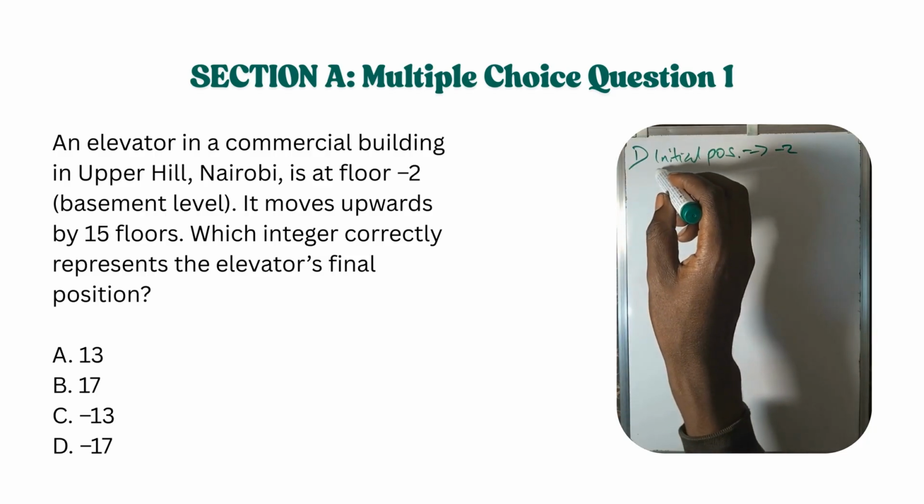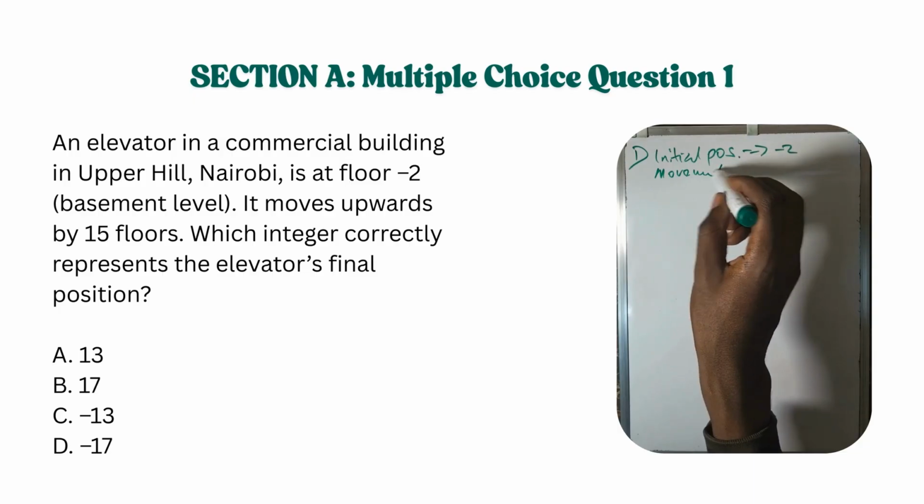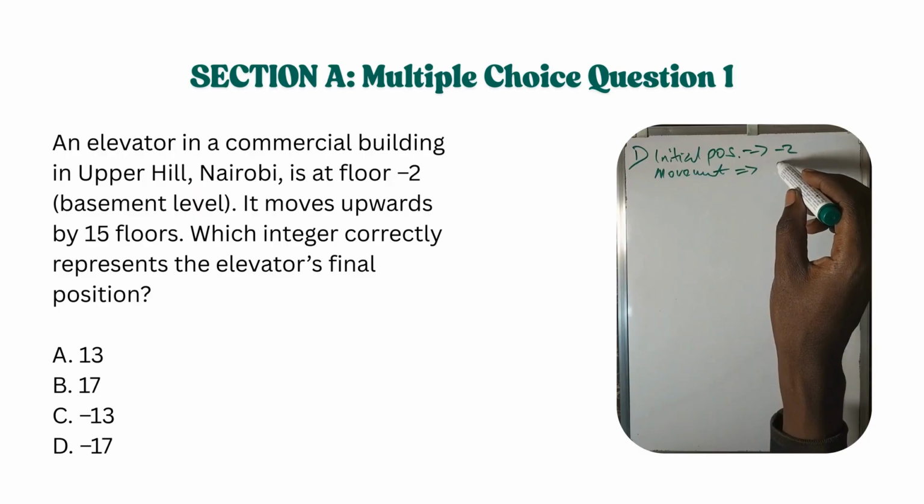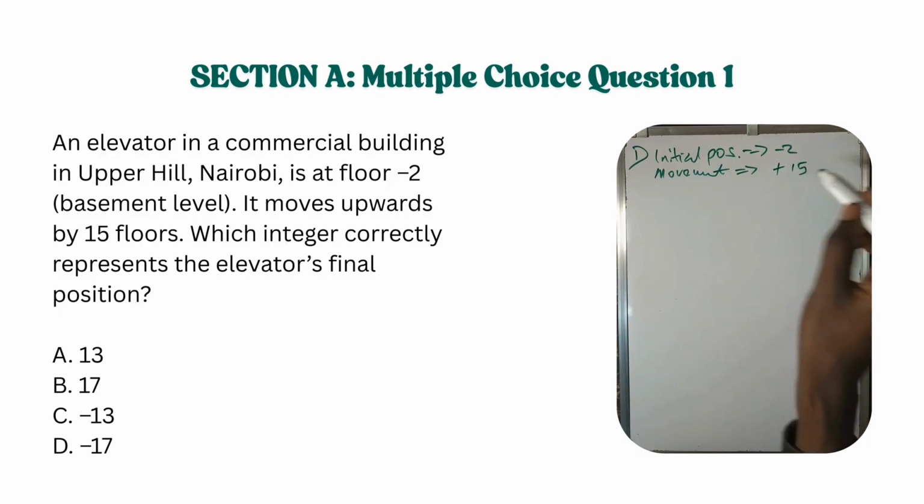And then the movement. Let's look at the movement. It moves upwards 15 floors. Upwards means positive. That is upwards 15 floors, that is positive. The new integer correctly represents the elevator's final position.